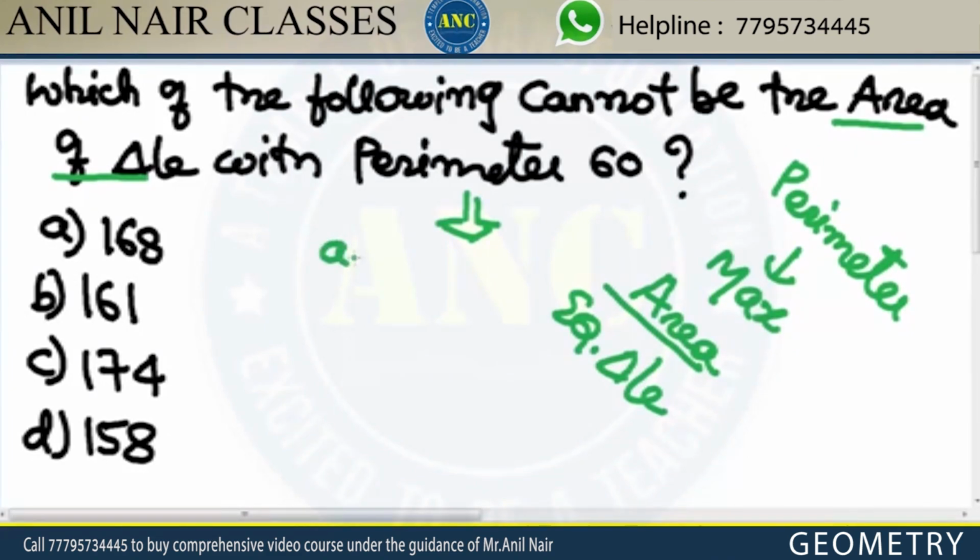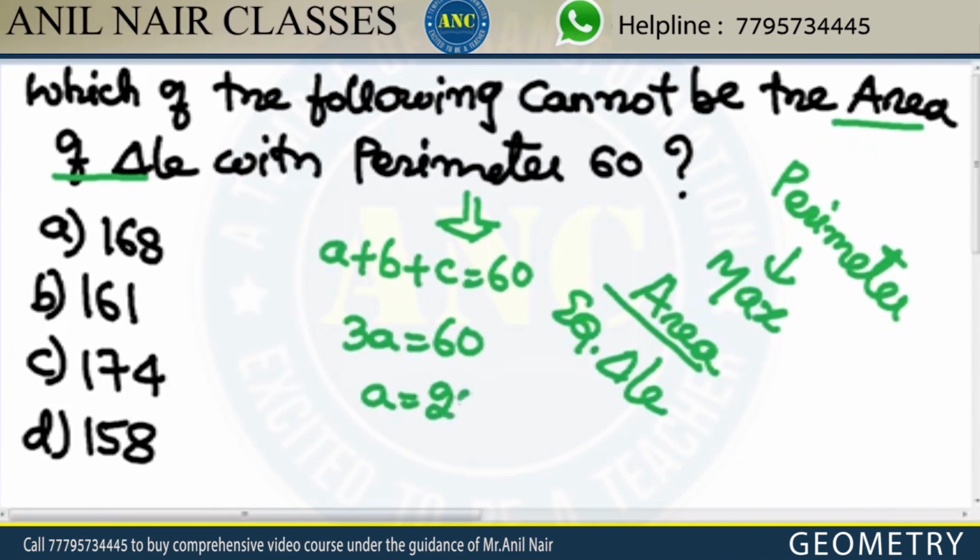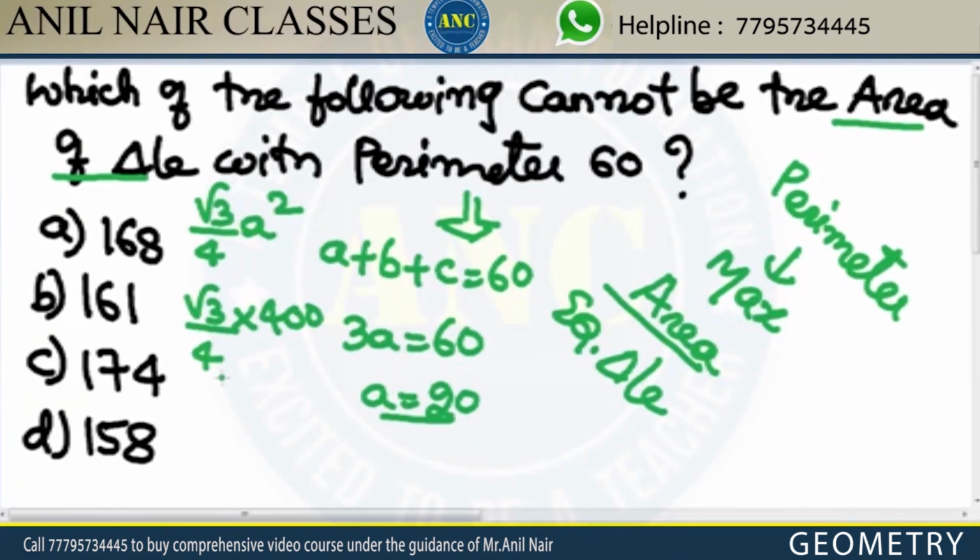So if a plus b plus c equals 60, 3a equals 60, a equals 20. So the area is root 3 by 4 into a square, and this is the maximum area. Root 3 by 4 into 400 is 100 into 1.732, so this is 173.2. Maximum area itself is 173.2.